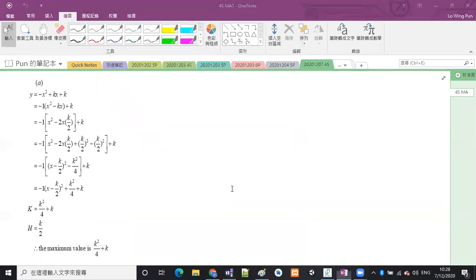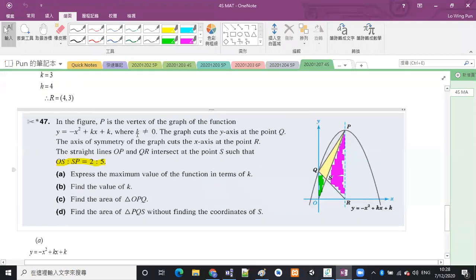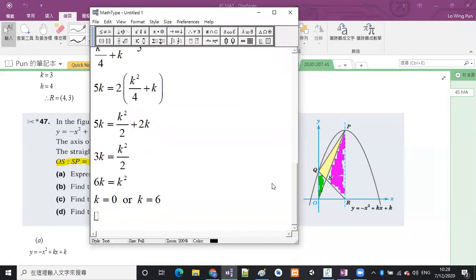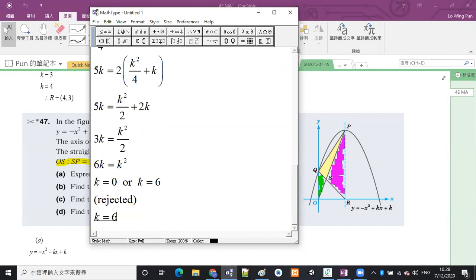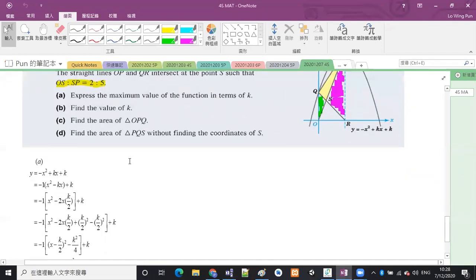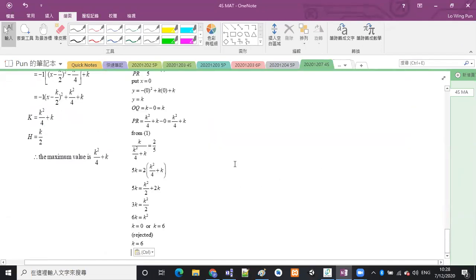Okay? So there will be two values of k, but the question told you that k is not equal to 0. So the 0 answer should be rejected. So the only answer of k will be equal to 6. Okay? So that is how we can find the value of k for part B.